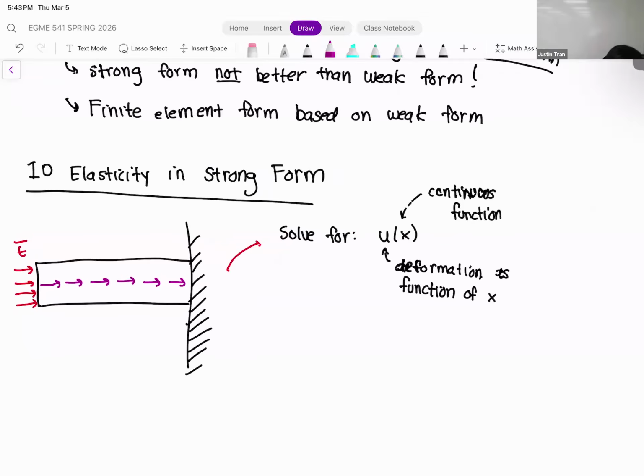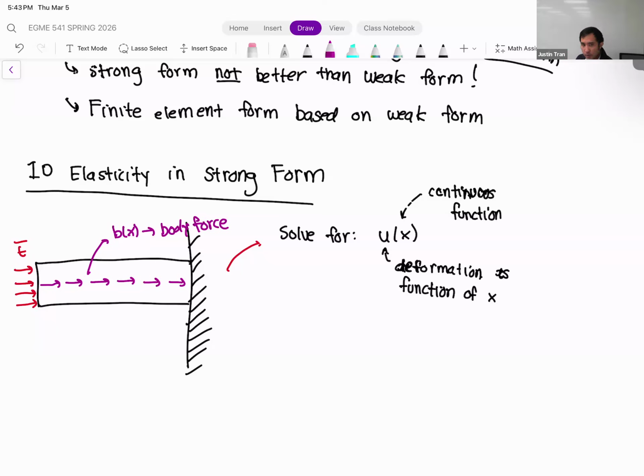Okay. So these purple arrows here, this will be some function b of x, which we'll call the body force. The body force is some kind of force that's distributed throughout the entirety of the structure. So it's some kind of internal force. You can think of it like that.